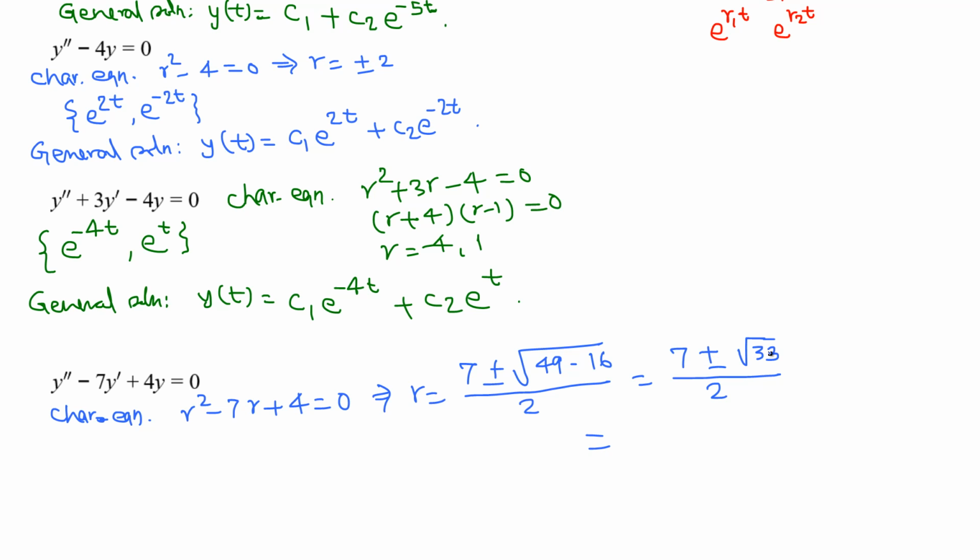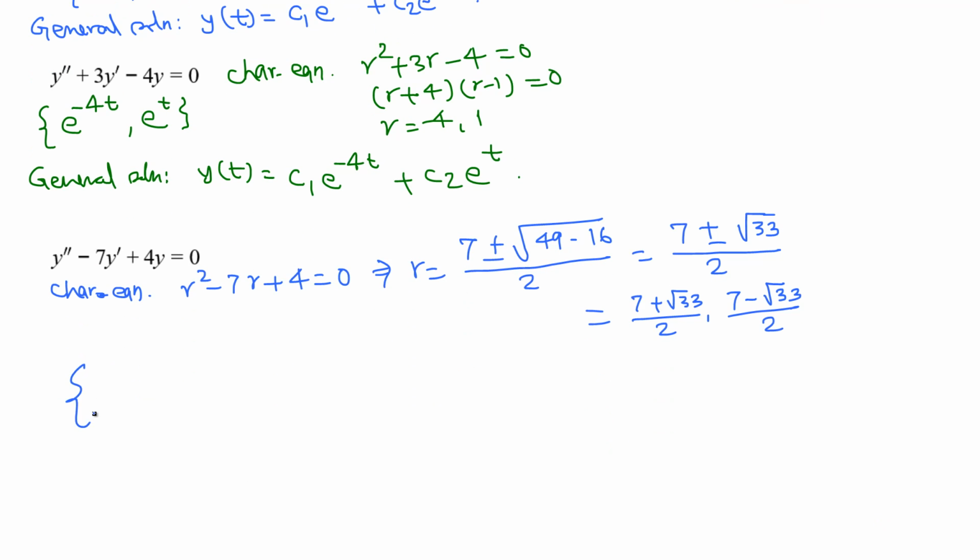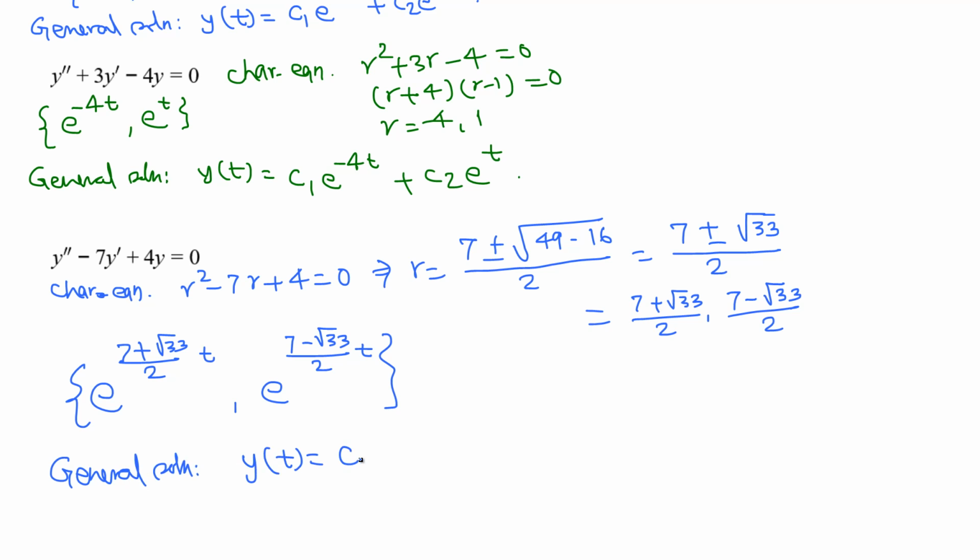7 plus root 33 over 2, one real, and another real is 7 minus root 33 over 2. It's like r1, r2, and these are distinct roots. So the fundamental set of solutions is e raised to (7 plus root 33 over 2)t, and e raised to (7 minus root 33 over 2)t. Okay, this set forms a fundamental set of solutions, and the general solution y is c1 times the first solution plus c2 times the second solution. Okay, final.